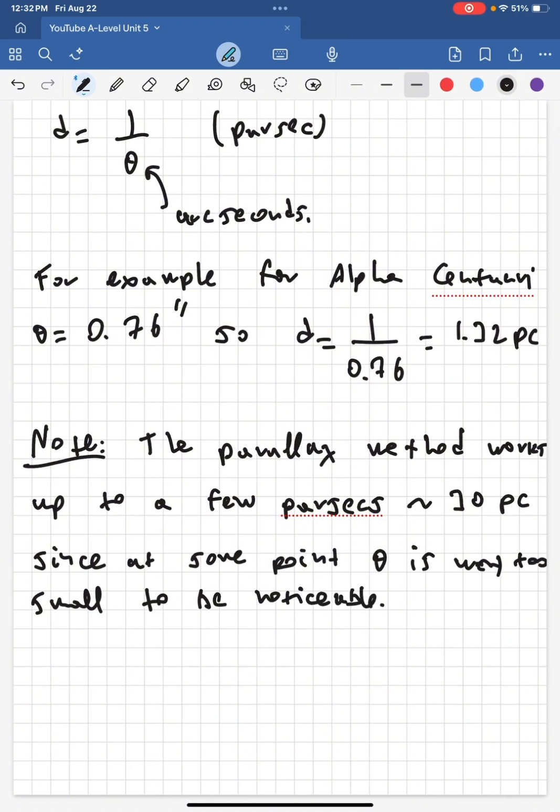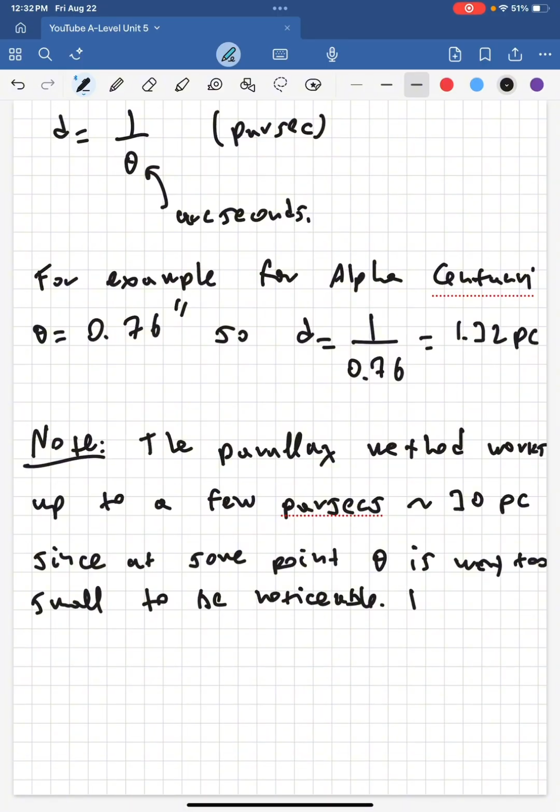In other words, the star is so far away from us that despite observing that star now and in 6 months, we will find it to appear in the same exact position. And that's because it's so far away that there is no parallax anymore. I hope that makes sense, okay? So this is for the parallax method here on Earth.